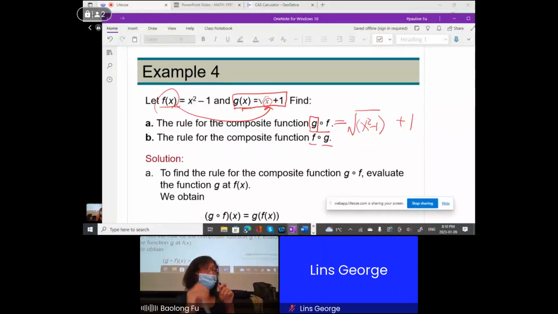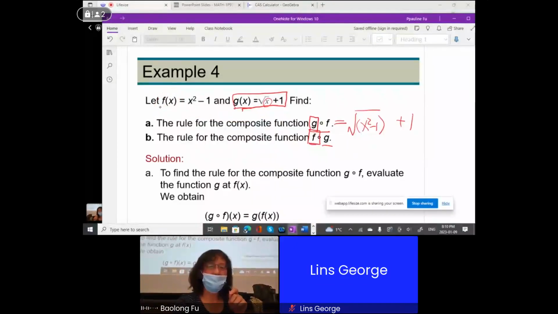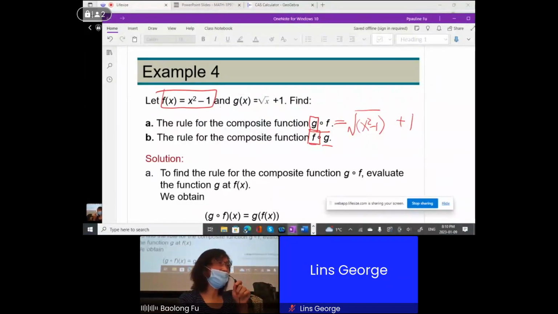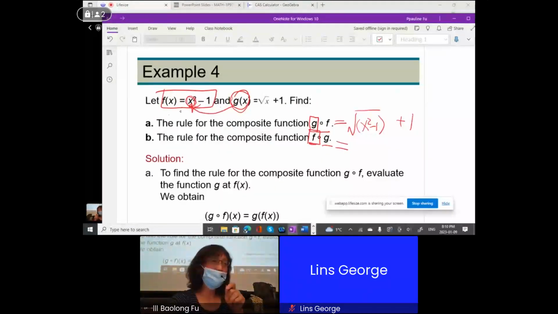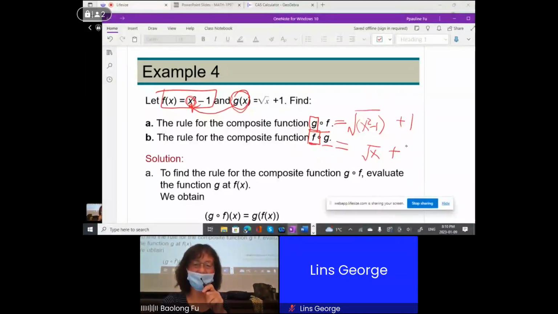f circle g means the function is f. In this f, do you say x in f? Of course, you say this x. When you say x in f, instead of this x, you plug in g(x). So let's do it. Focus on function f. I have x squared minus 1. When you say this x, plug in g in place of x. This is g squared minus 1.